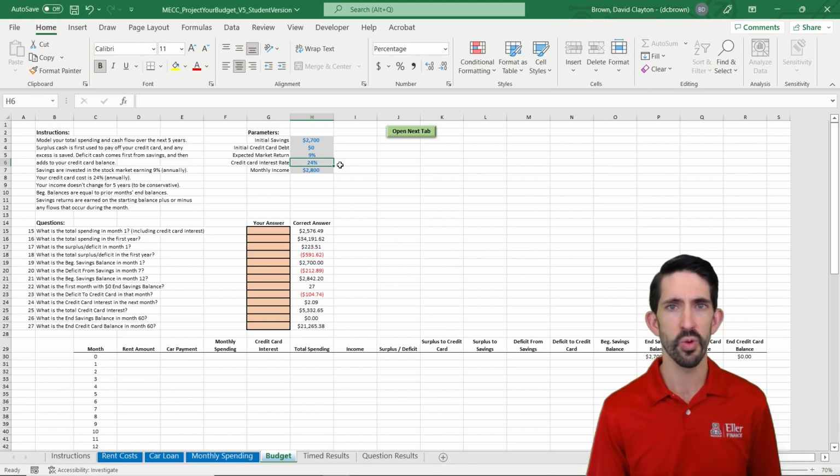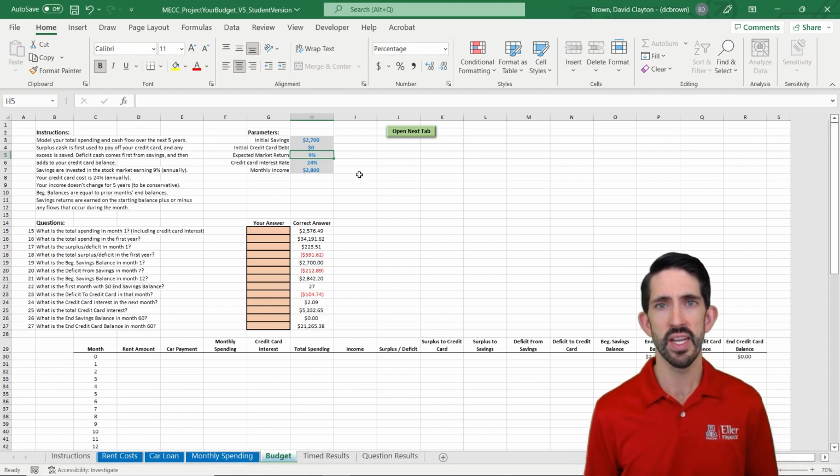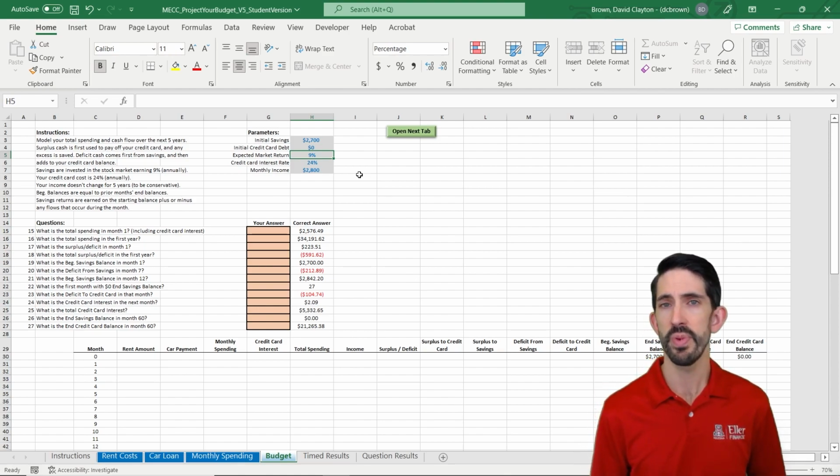Our savings, though, we're going to invest that in the stock market. And in this case, we're going to expect to earn 9% per year on that. So we'll adjust those to monthly like we've been doing. But we're going to build that so whenever we have savings, we get 9% on it. If we have credit card debt, we pay 24% on it. Credit card debt's expensive, and we'll see how that shows up here.